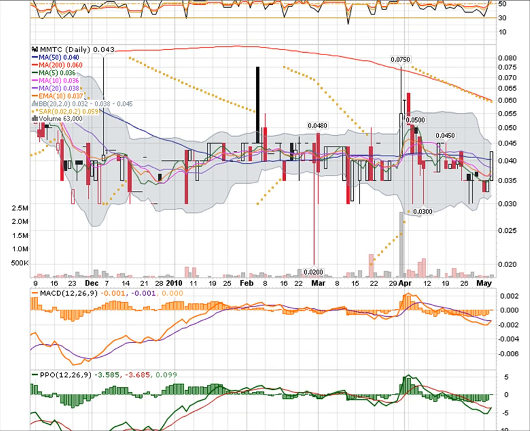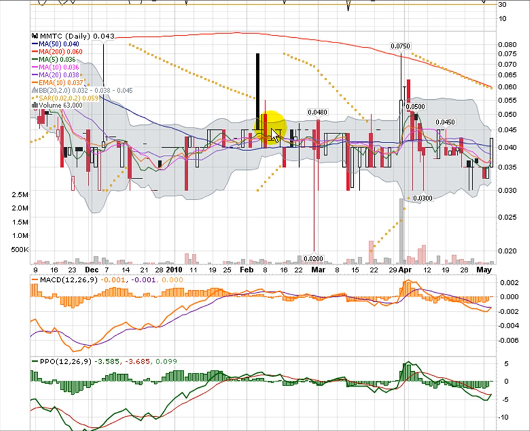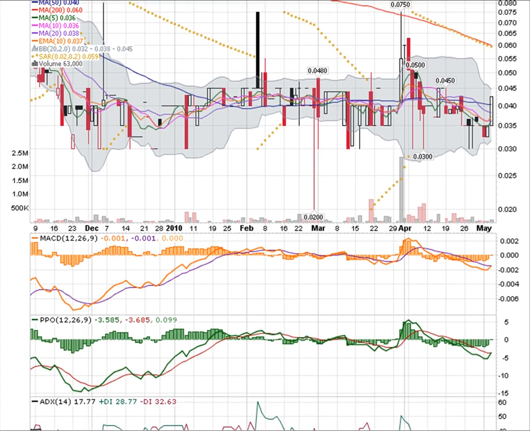Quick look at the overall chart. We see there's been some pops here and there, but this has basically been a pretty strong sideways trend between 3 and 4.5 cents for several months, 5-6 months now.